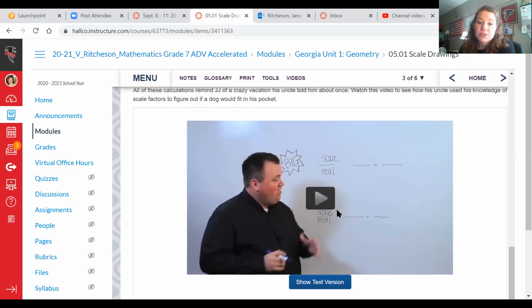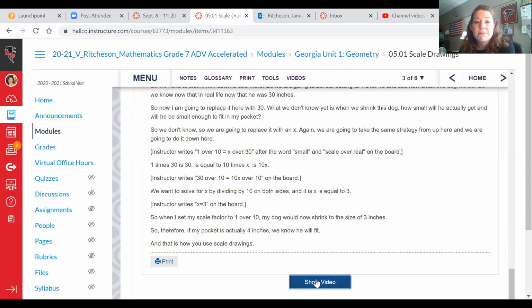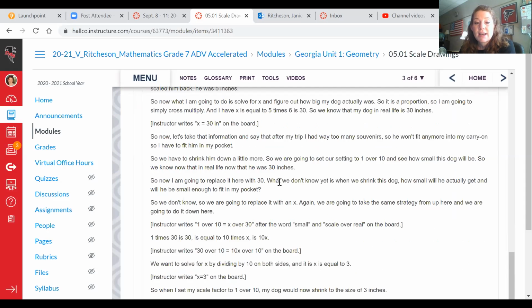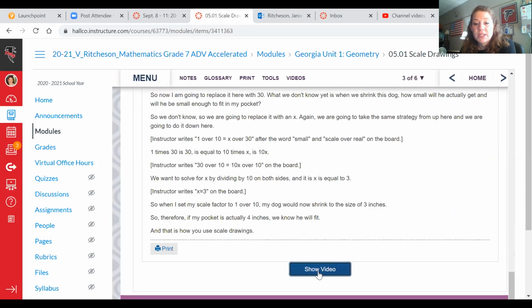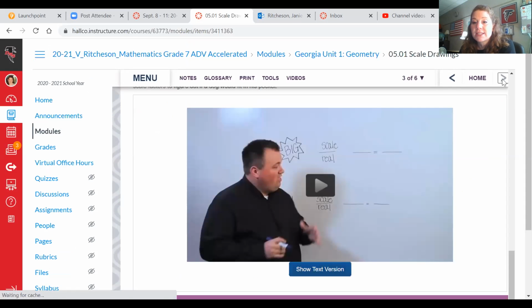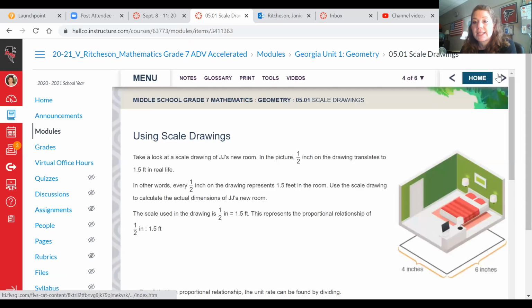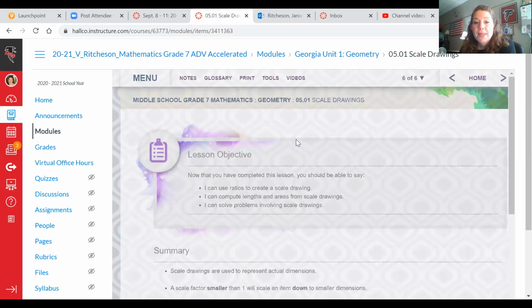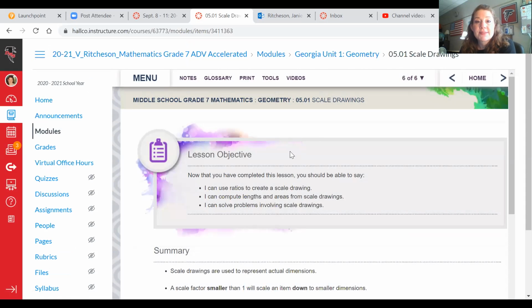Or I guess your second best option is to click on Show Text Version, and it'll tell you exactly everything that the teacher is saying, although I really want you to watch the video if at all possible. All right, so as you go through the pages, practice everything, read everything. You're finally going to get to page 6 of 6, and that's where you'll see your lesson objectives again. Read those and ask yourself, can I do these things? Have I learned the lesson that I should have learned today?